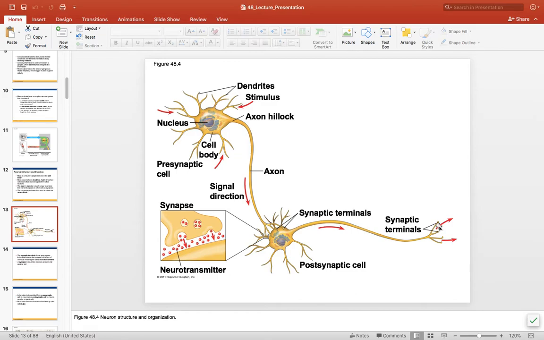So when we talk about having information sent from a sensory part of your body to the brain and then out to a muscle, it's not one continuous cell that's moving that information, right? There's lots and lots of nerve cells that are passing that information off one to another.